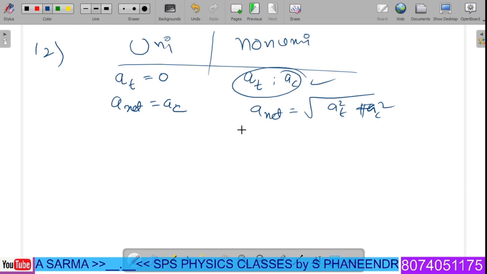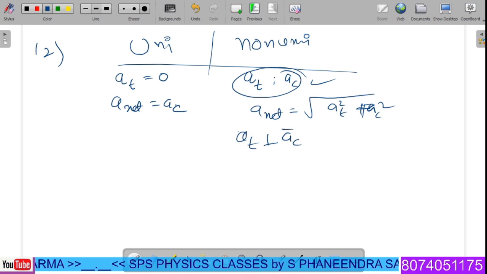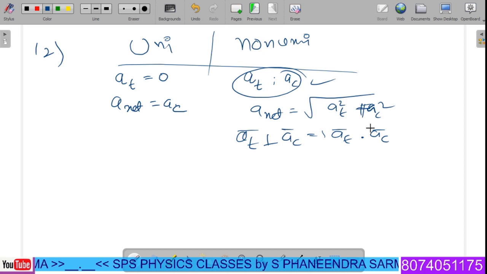Why did I write it like this? Because at any momentary time you can take AT bar always perpendicular to AC bar, which means AT bar dot AC bar is always equal to what? 0. You can write down.